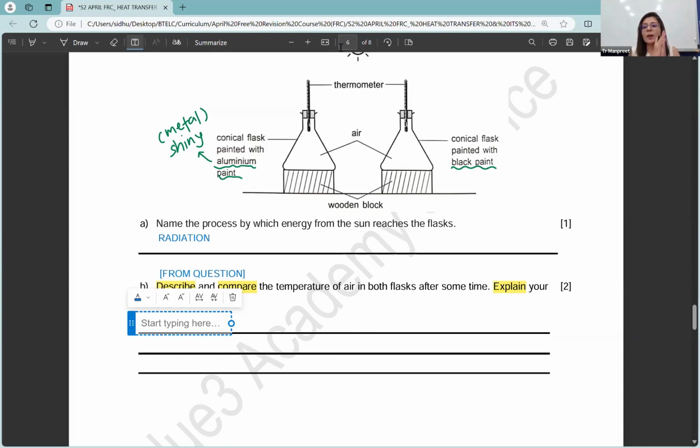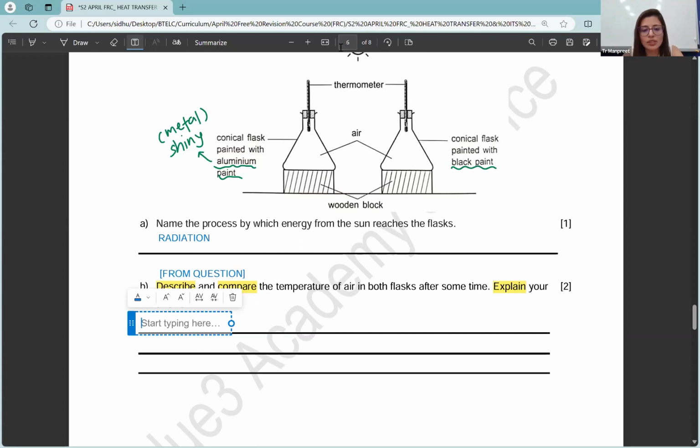You can also write about the aluminum paint in comparison to the black paint, because the question here didn't specify which conical flask they are focusing on. So you can talk about the black paint in comparison to the aluminium paint, or you can talk about the aluminium paint in comparison to the black paint. That's pretty much fine. You can choose either way.